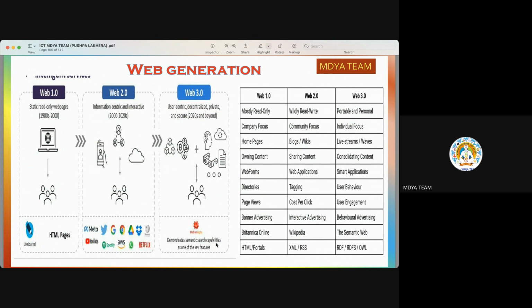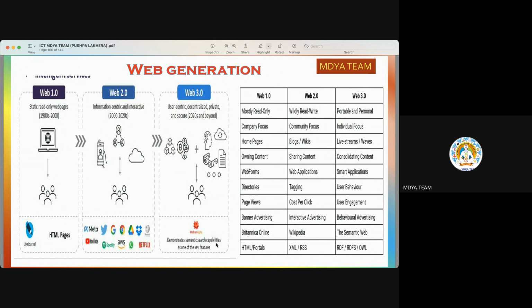In Web 2, it is information centric and interactive, right? Widely read and write, which means you can communicate, and you can also put some text into it. And nowadays, it is user centric, decentralized, private, and secure. Web 2 is from 2000 to the 20s, and from the 20s onwards, it is Web 3, where AI came into existence, artificial intelligence.